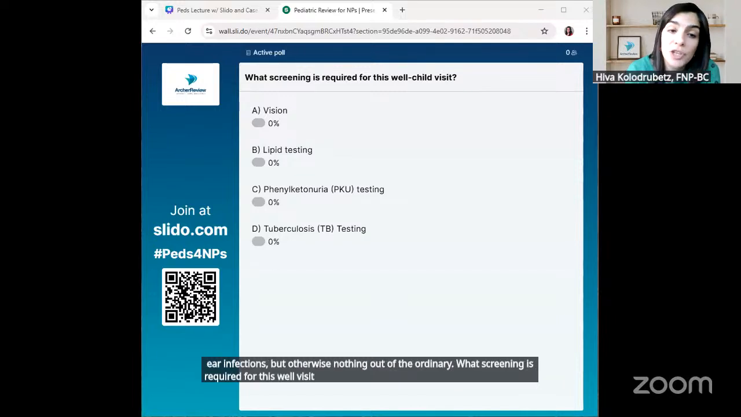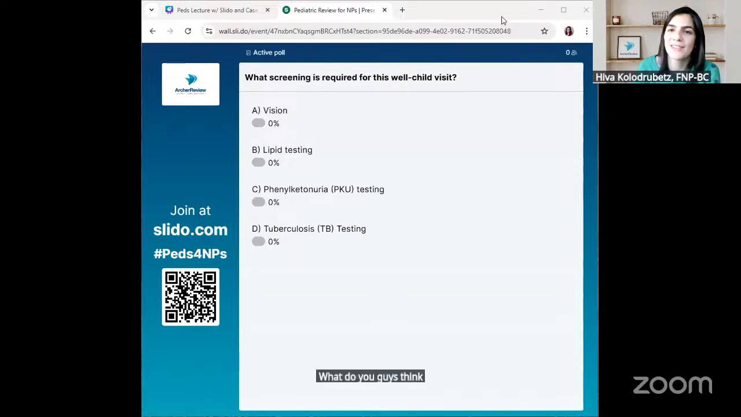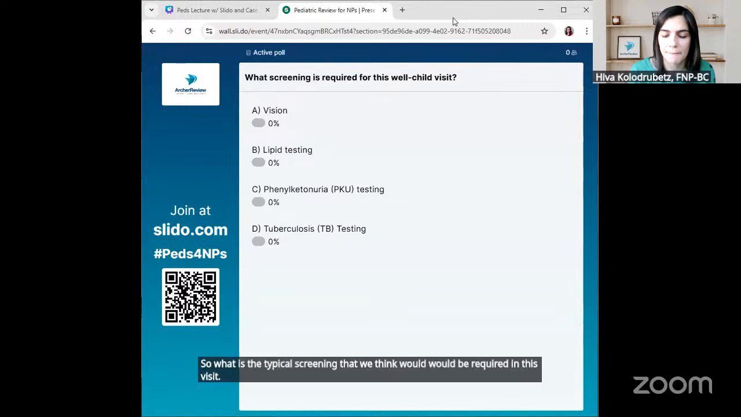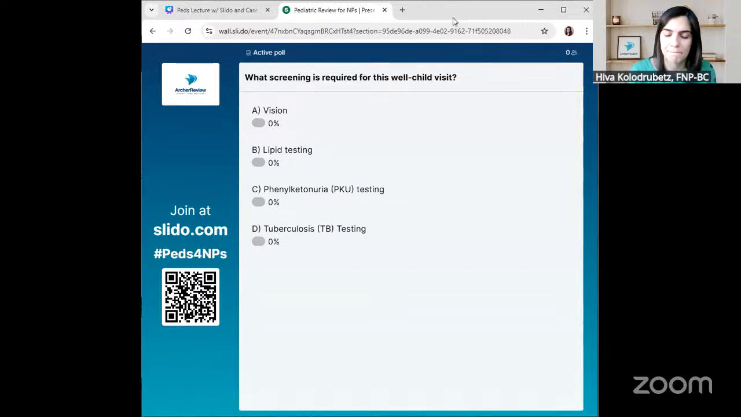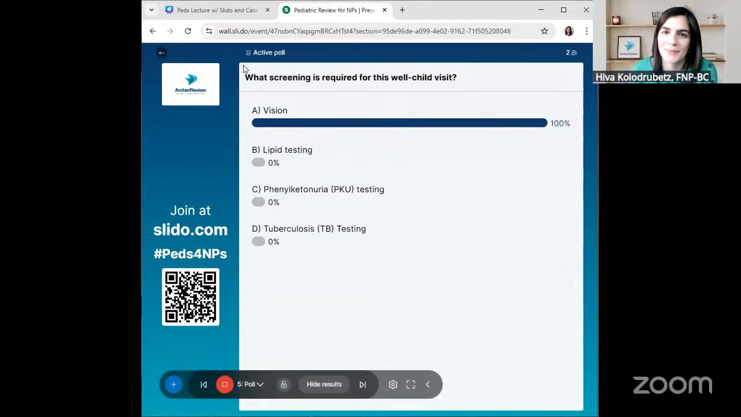Is it A, vision, B, lipid testing, C, PKU testing, or D, TB testing? What do you guys think? Give it some thought and answer the poll in Slido. So what is the typical screening that we think would be required in this visit? All right, we've got one response. I've got 2 responses. All right, you guys.